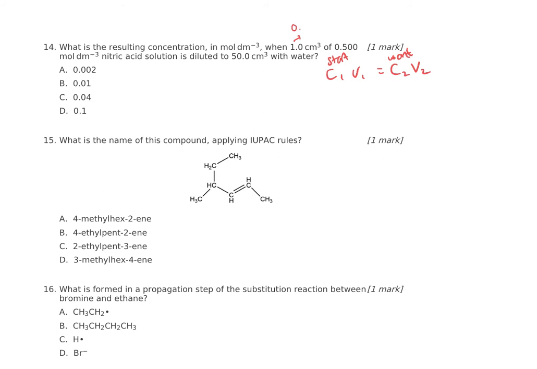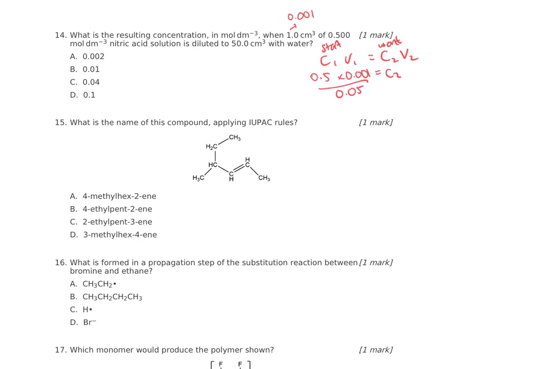divided by 1,000 is 0.001 and 0.5 concentration. And then C2 is what we're trying to figure out. And so it's 50 divided by 1,000, 0.05. So 0.5 times 0.001 is going to move it by 3 decimal places. That's going to be 0.0005 over 0.05. 5 over 5 is 1, so it's going to end in 1.